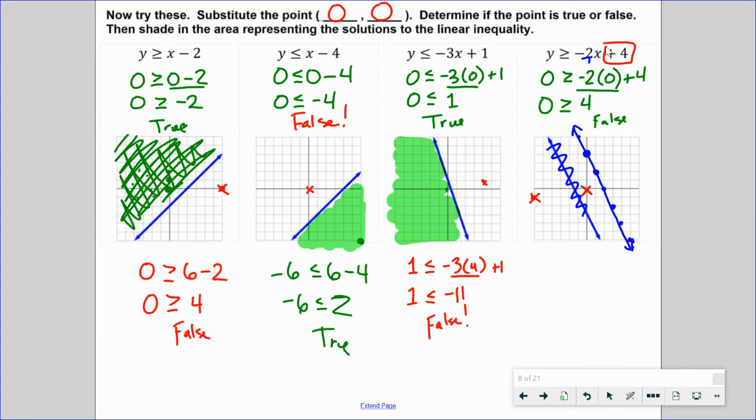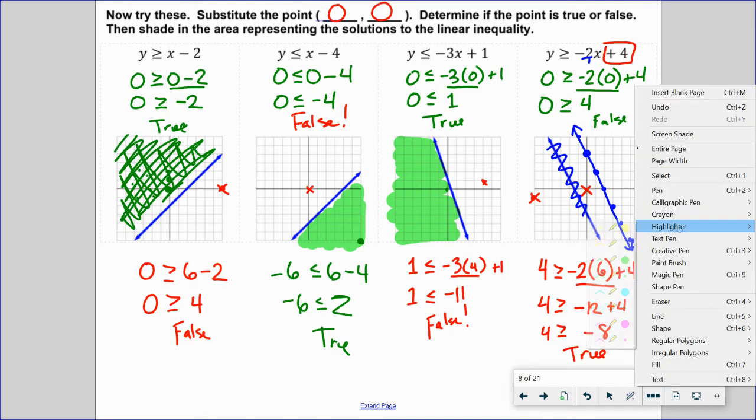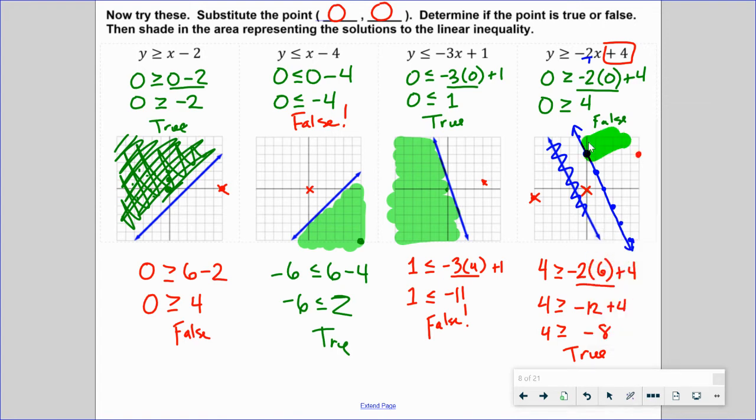Let's go ahead and try a point on the other side of this. Let's try when y is positive 4 and x is positive 6. Now, if we were to work this out, negative 2 times 6, negative 12. Negative 12 plus 4, negative 8. Is 4 greater than or equal to negative 8? You betcha! Which means now that we've checked points on both sides of the line, we found 2 that don't work, 1 that does, so we're going to shade up and above.